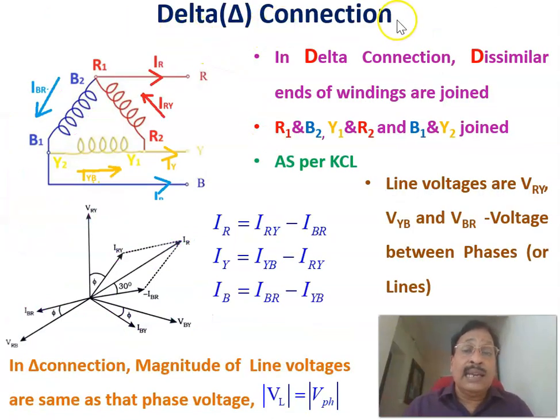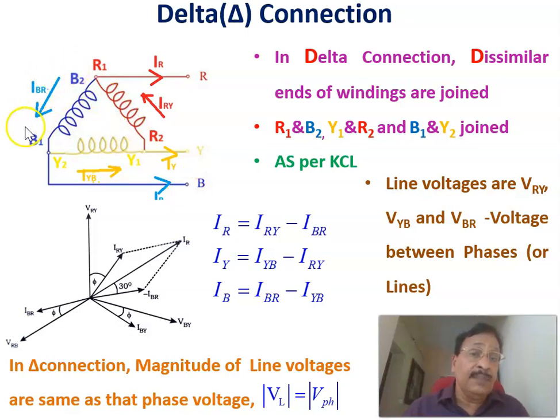Now coming to the delta connection system. As I told you, in the delta connection system the dissimilar ends are joined together. That is, R1 is connected to B2, R2 is connected to Y1, and B1 is connected to Y2. Therefore, this is called a delta type of connection. Here there is no neutral conductor. This is the R phase, this is the Y phase, and this is the B phase.